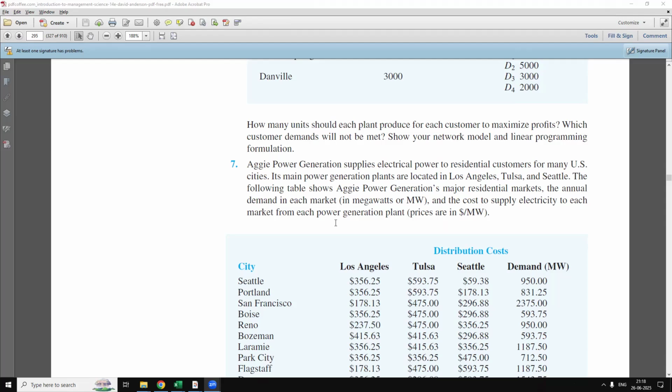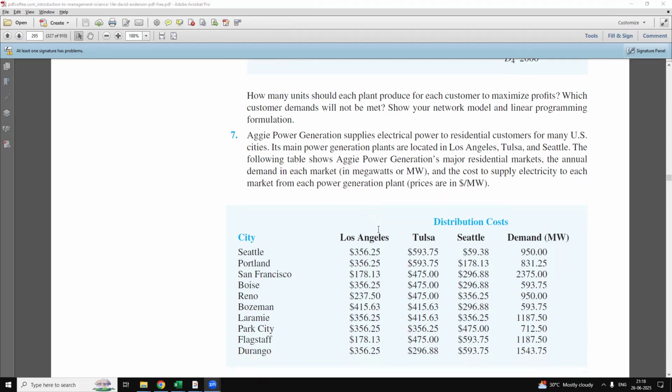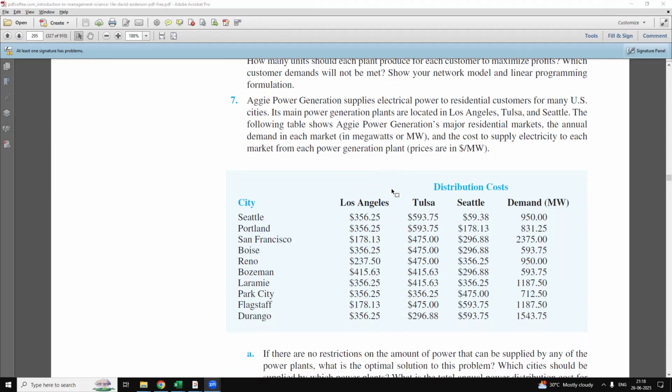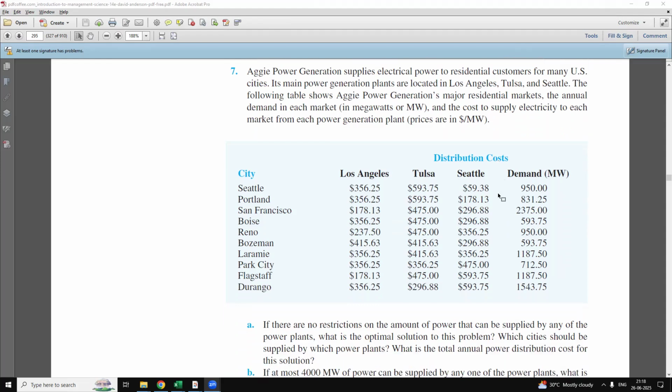The following table shows Aggie Power Generation's major residential markets, the annual demand in each market in megawatts or MW, and the cost to supply electricity to each market from each power generation plant. So in this question, they have listed a distribution cost table where in the first column, they have mentioned the city name, and then we have the three plants, Los Angeles, Tulsa, and Seattle. So they have provided their values, and then the last column is the demand.